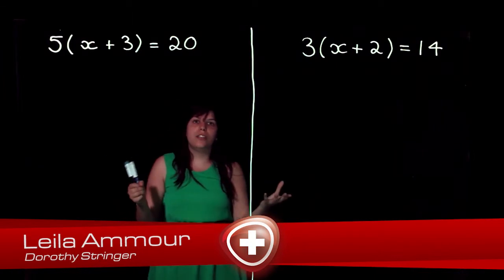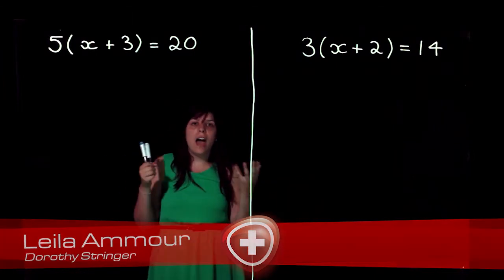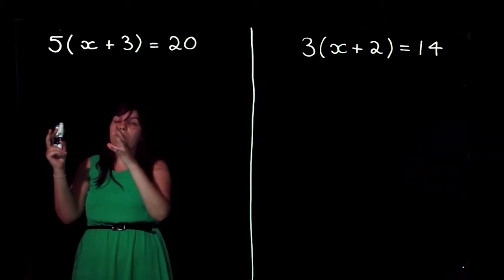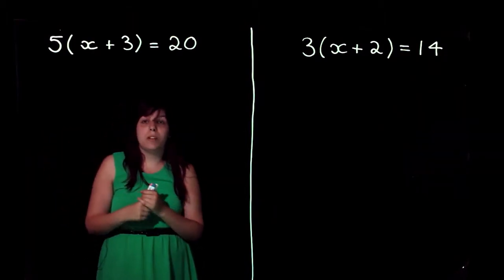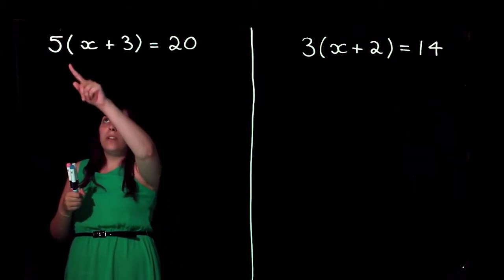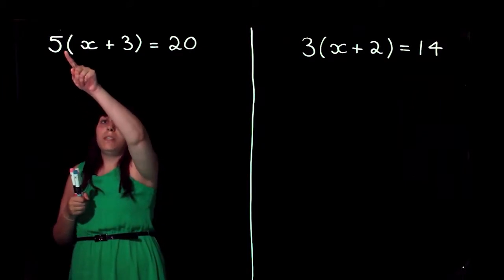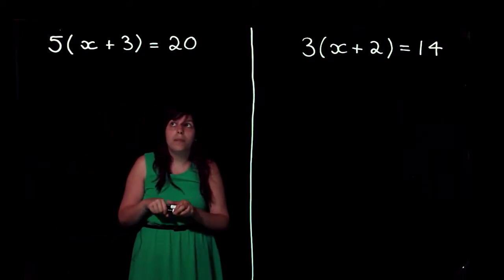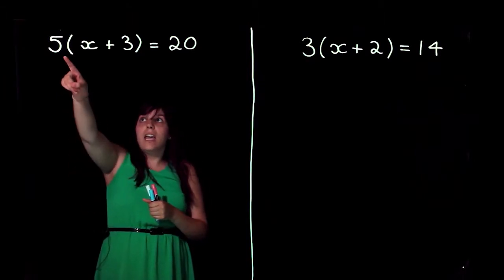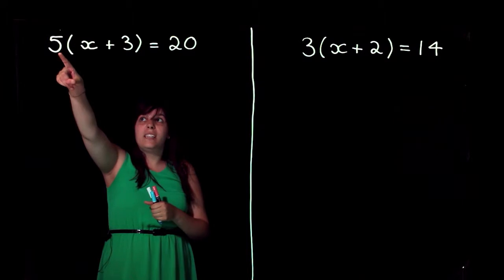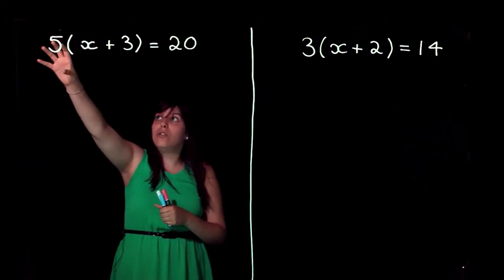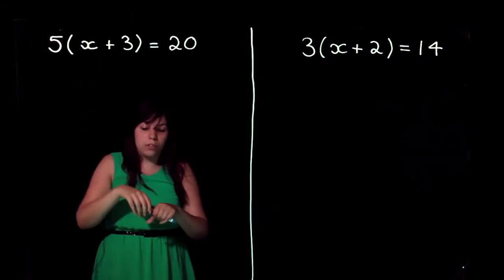Okay, so we're now looking at solving some linear equations that have brackets in them. So if I go to my first one, I've got 5 brackets x plus 3. Now we know that when we've got a bracket with a number, that's a little invisible times sign. And the really important thing to remember is I need to be doing 5 times the x and the 3. And it's not just 5 times x or just 5 times 3.